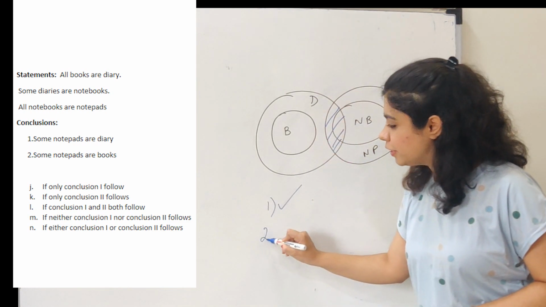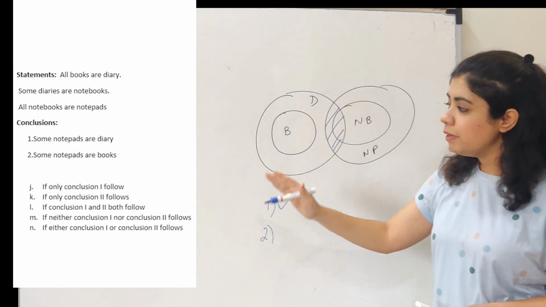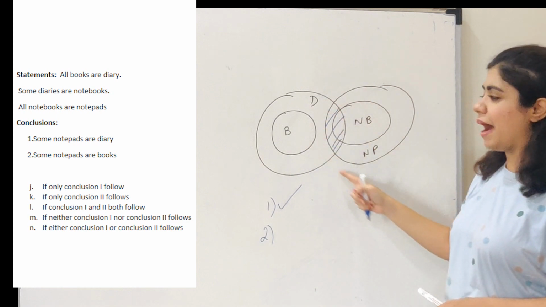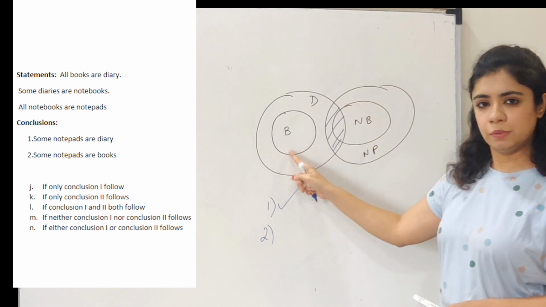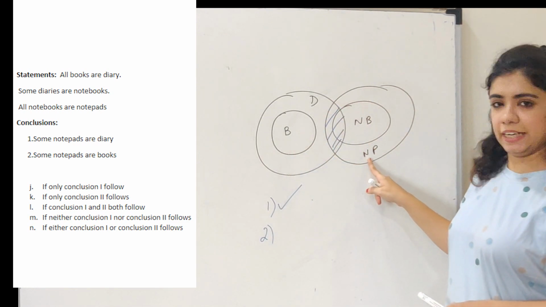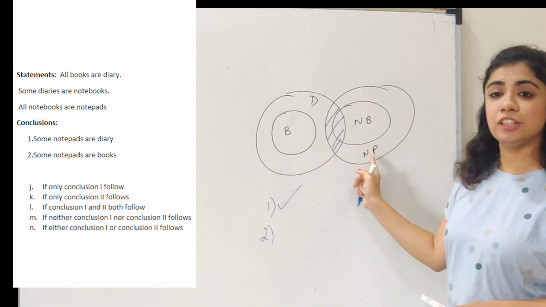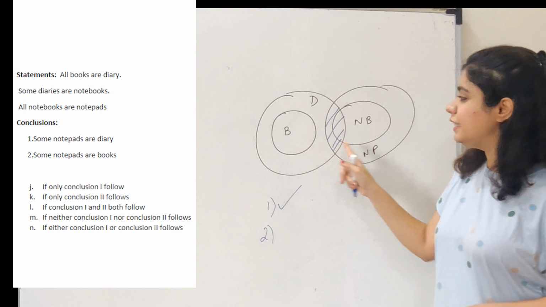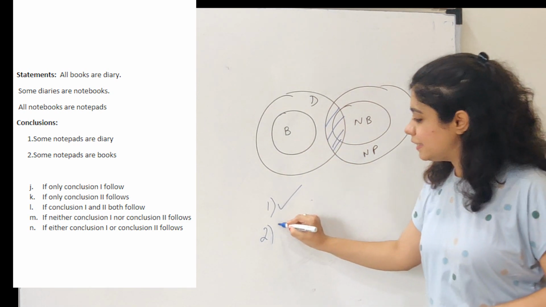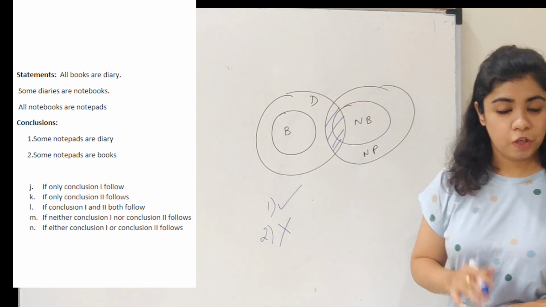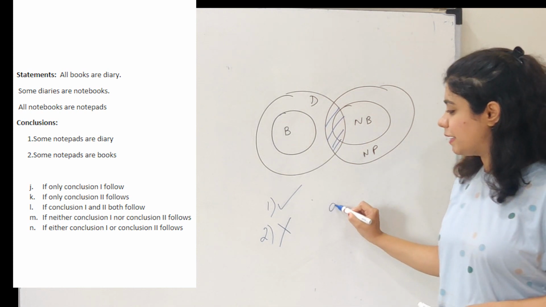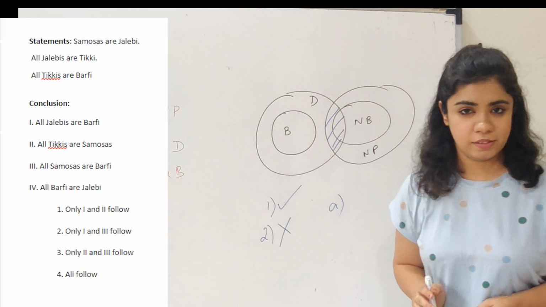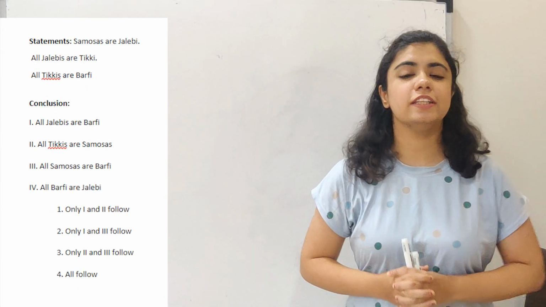Now if we talk about conclusion 2, some notepads are books. ठीक है? Some notepads are books. Books इधर है, notepads इधर है. There is no intersection between the two. Because it is not visible, it is a wrong conclusion. So in this case, your answer becomes A. Only conclusion 1 follows. Okay. Now, let's look at the next question.